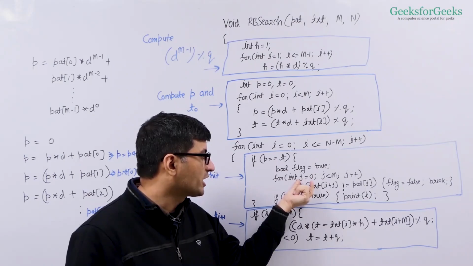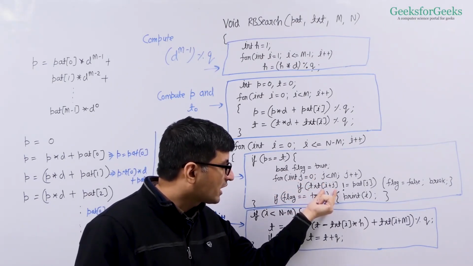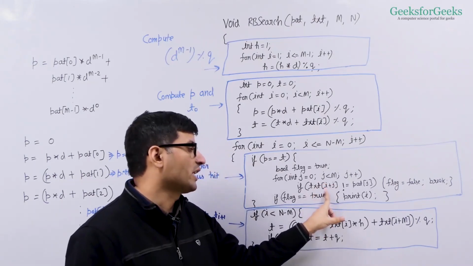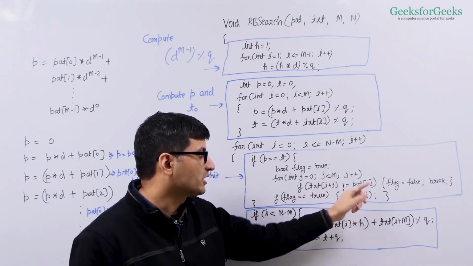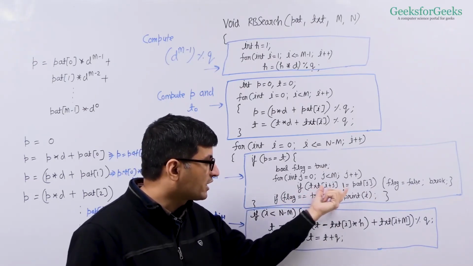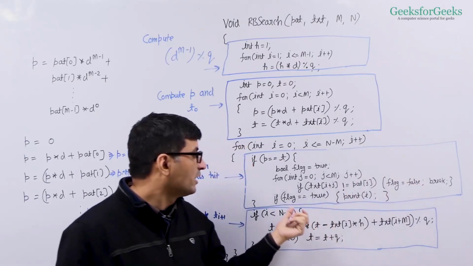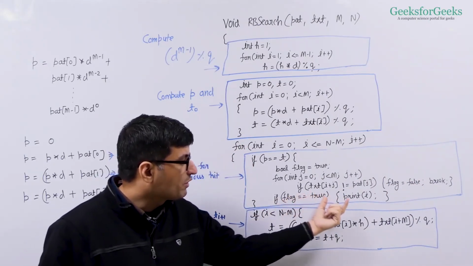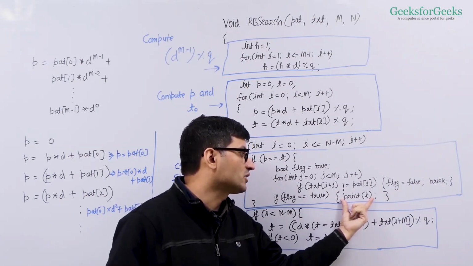We run a loop for j equal to 0 to m minus 1. We compare the character text I plus j. We are at window I, so we need to shift by I in the text and with pattern j. At any moment, if we find that these two characters are not matching, we set the flag as false and break. If the flag remains true, we found the pattern at shift I. So we print I as part of the result.